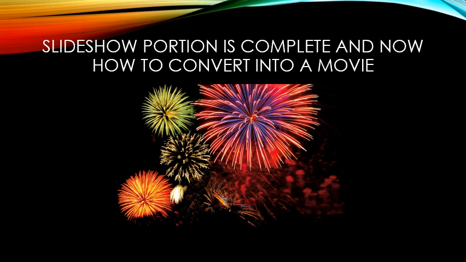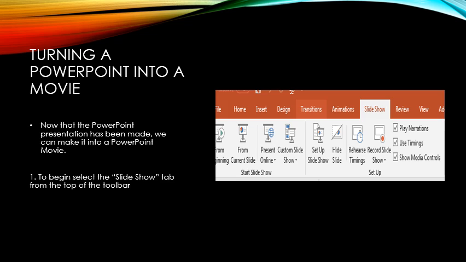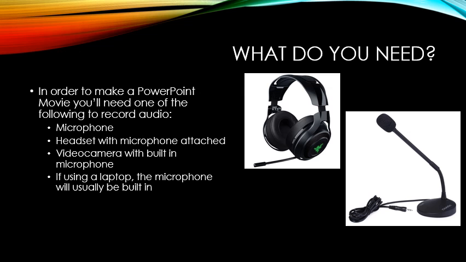Now that we have the basics of how to make a PowerPoint presentation, we'll now tell you how to turn that into a movie. Turning a PowerPoint into a movie. Now that the presentation is made, we will turn it into a movie, and to do that, we will begin by selecting the Slideshow tab from the top of the toolbar as seen in the photo.